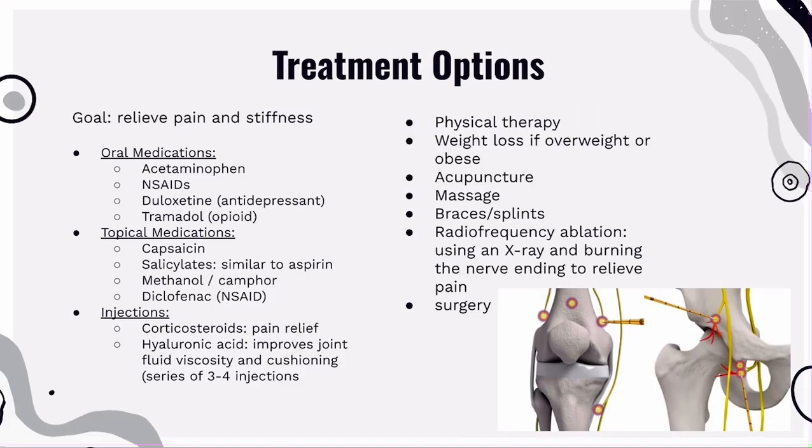The main goal of osteoarthritis treatments is to relieve pain and stiffness. The only way to fully cure OA is through surgery. However, there are ways to alleviate symptoms by taking oral and topical medications or through injections, such as with corticosteroids for pain relief and hyaluronic acid to improve joint fluid viscosity and cushioning. Other remedies include physical therapy, acupuncture, massage, and radiofrequency ablation, where an X-ray is used with a needle to burn the nerve ending to relieve the pain.